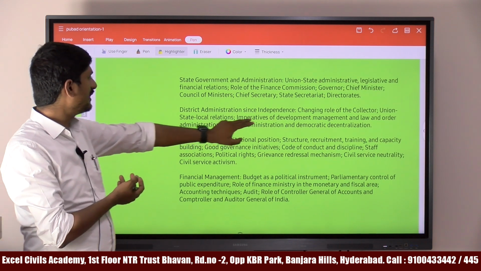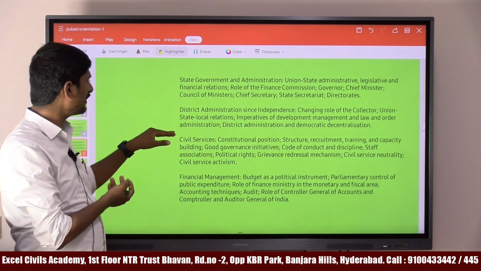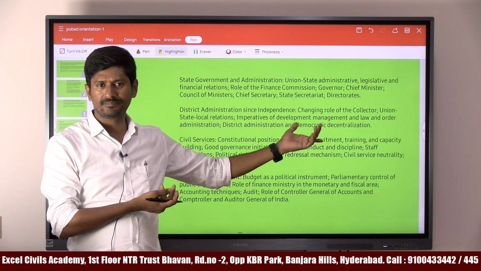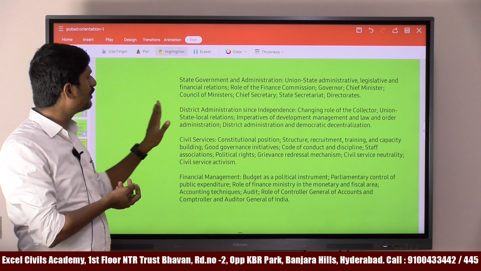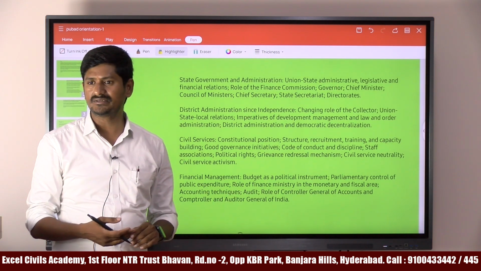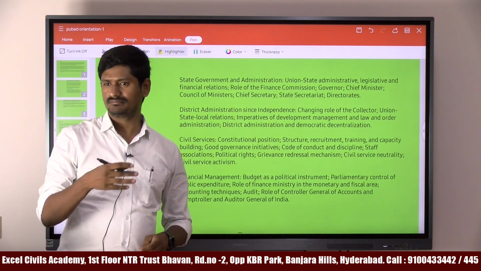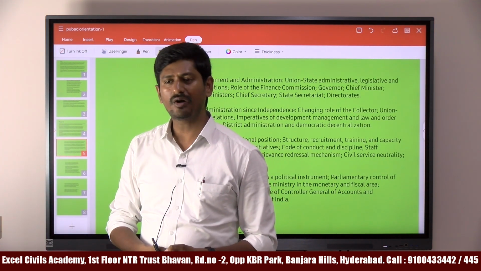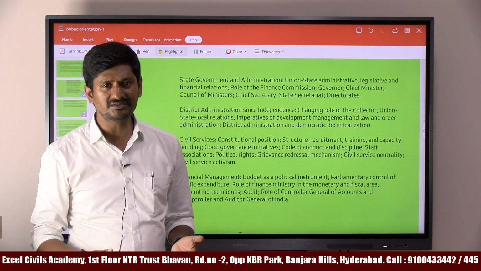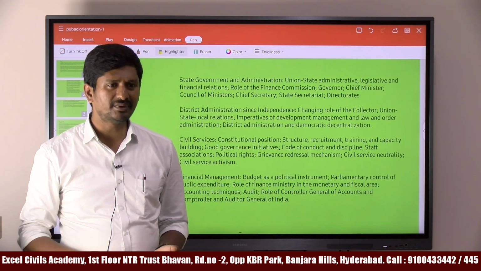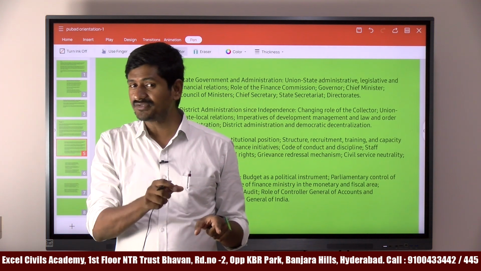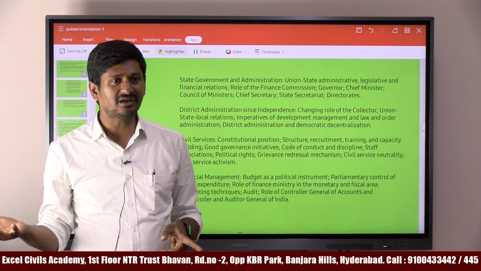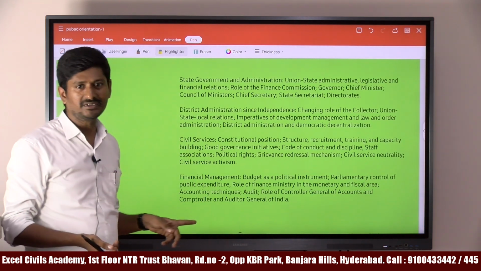Okay, state-local relations, imperatives of development management and law and order administration, district administration, democratic decentralization, panchayat raj institutions, municipal governments. And what is the changed role of the district collector in the present dynamics? Earlier the district collector was both executive magistrate and judicial magistrate, but now the role has changed. What is the present role? Executive magistrate, and the developmental functions of district collectors have been separated and given to local bodies, panchayat raj institutions. All these dimensions we will be studying.